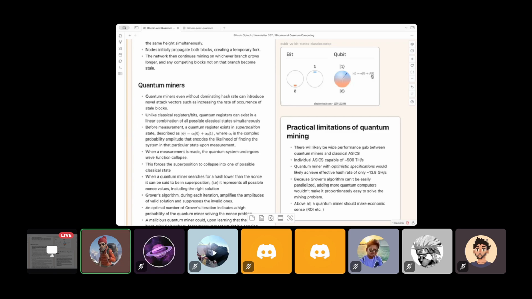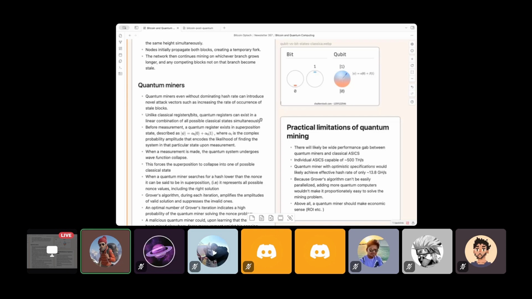Otherwise, even if it continues and finds a right block, this block will become stale, since somebody else has found the block and already propagated it throughout the network, and people would have started building upon the other block itself. So this is what happens in the classical case. But in the case of quantum miners, once you get to know that somebody else has found a block, you can just collapse the computation. What happens when you collapse or abort the computation is called a wave function collapse.